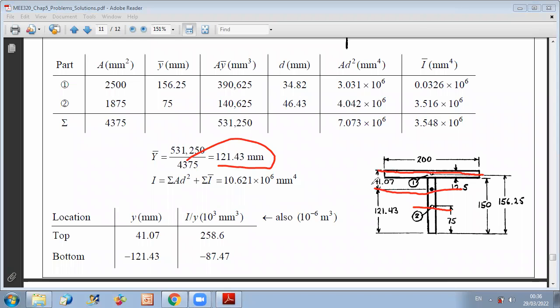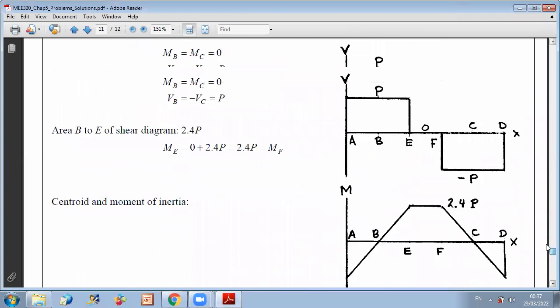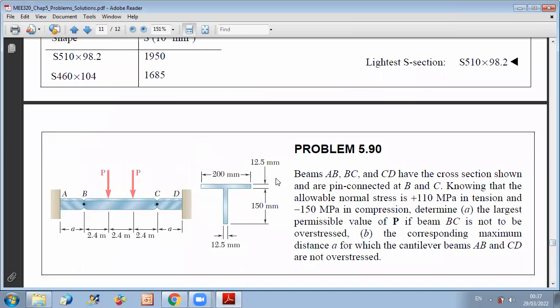121.43. So now you can consider what is y top and y bottom. So C1 is equal to the total height that we have minus the position of the centroid. The total height, if you go back to the figure, is 150 plus 12.5. Let us go back to the figure. So the total height is 150 plus 12.5. You subtract from it y bar of the neutral axis, you get C1.